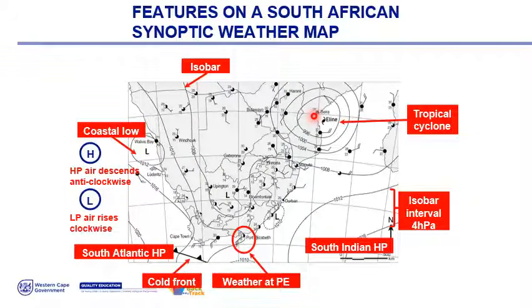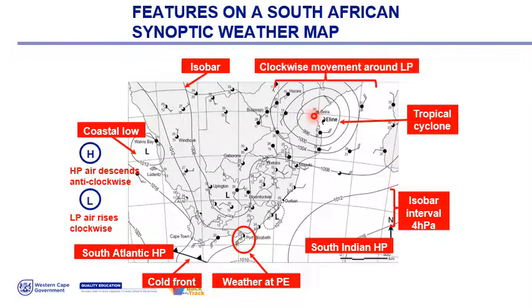This over here is a tropical cyclone. It just gives us an indication as to what season we are looking at, and tropical cyclones occur in summer. A tropical cyclone is a low pressure system, which means it has low pressure characteristics. It rotates clockwise around the low pressure. It's also associated with rising air.